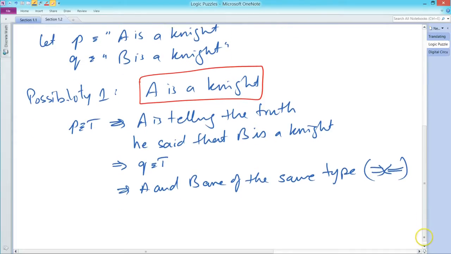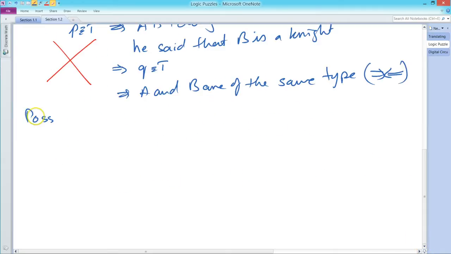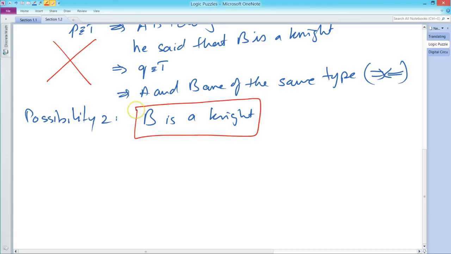So this means that my first possibility cannot be the correct solution, or did not identify A and B correctly. So let's look at possibility number 2. Possibility number 2. In this possibility, I'm going to assume that B is a knight. So let me highlight that. Now let's see what are the consequences of this assumption.